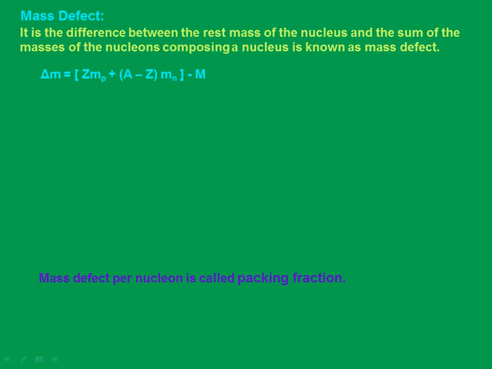So the difference between the rest mass of the nucleus and the sum of the masses of the nucleons which are composing the nucleus is nothing but known as mass defect. So that is what we are actually speaking about. Are we clear with this?